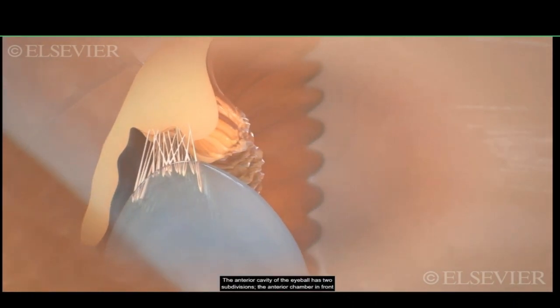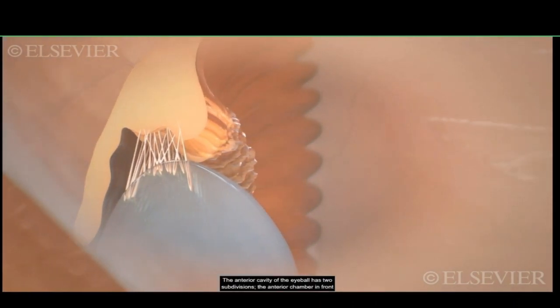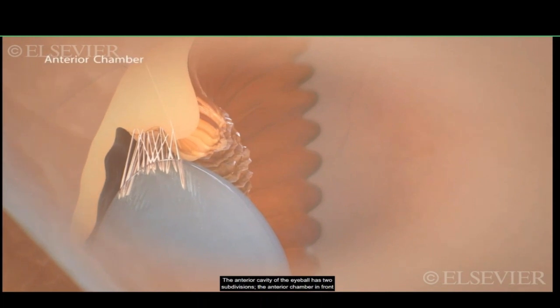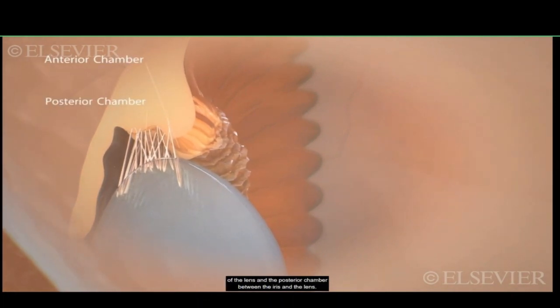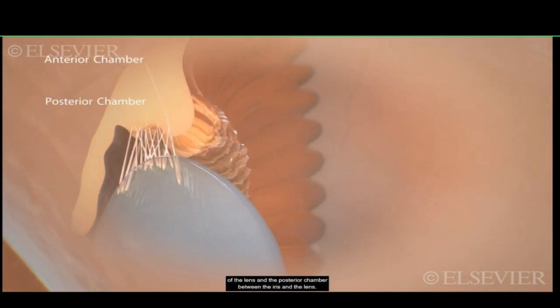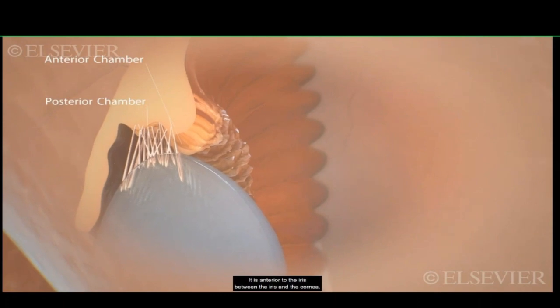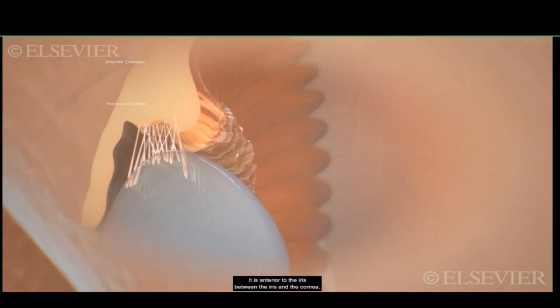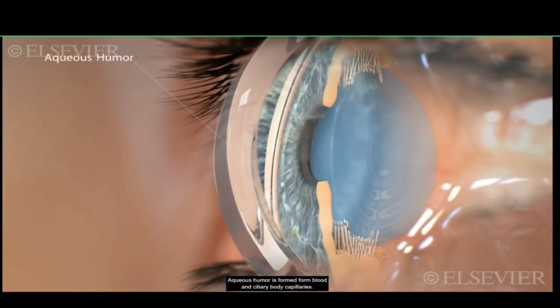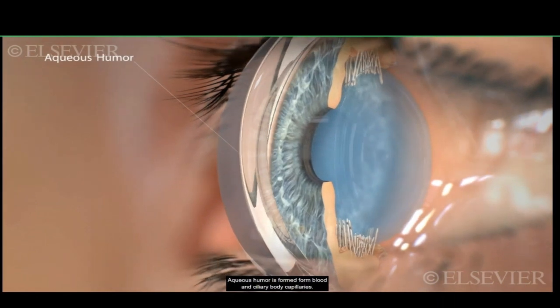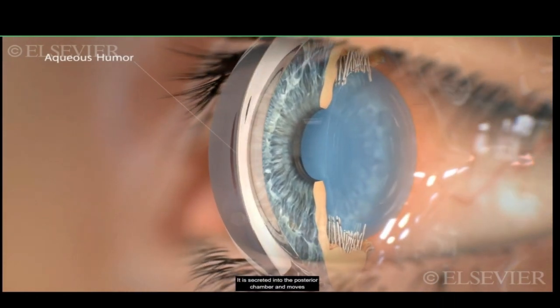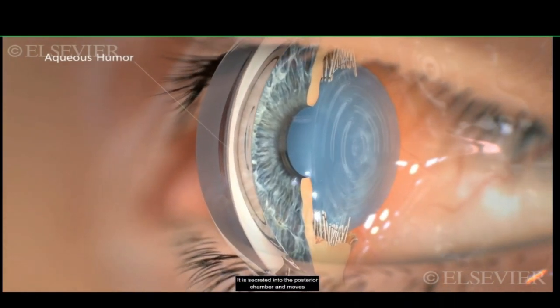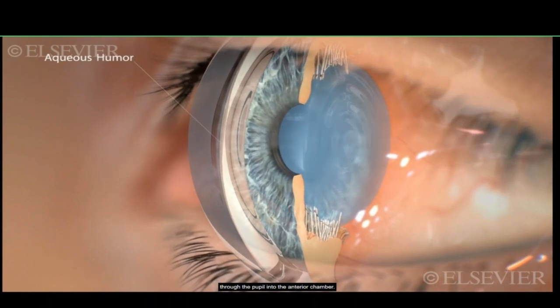The anterior cavity of the eyeball has 2 subdivisions: the anterior chamber in front of the lens and the posterior chamber between the iris and the lens. It is anterior to the iris between the iris and the cornea. Aqueous humor is formed from blood and ciliary body capillaries. It is secreted into the posterior chamber and moves through the pupil into the anterior chamber.